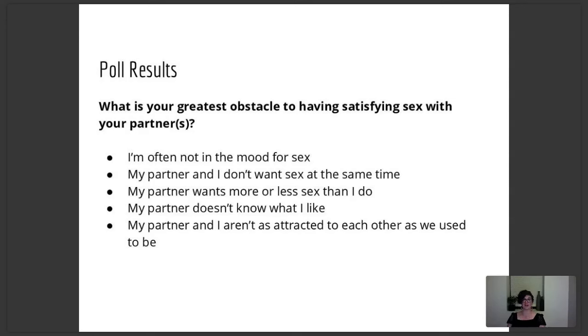The winning answer is the second one: my partner and I don't want sex at the same time, which 46% of people chose. Again, I think this speaks to differences in desire, perhaps spontaneous versus responsive desire, or just different times when someone is having spontaneous desire. This is very relevant to the willingness model and to communicating about when and how you can meet those needs together.